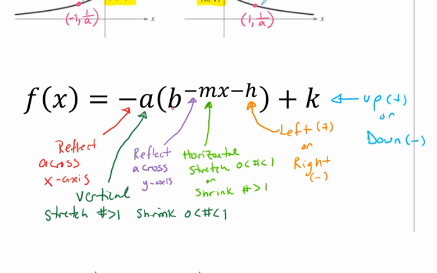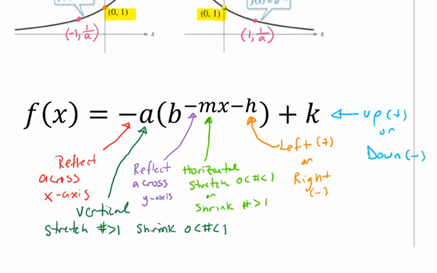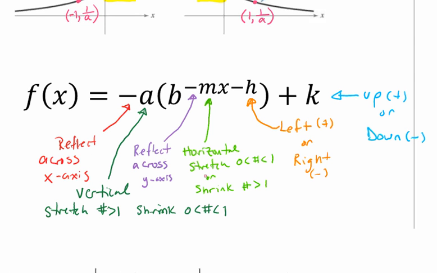Our b is our base, so that's not really going to change or be a big deal. Our negative sign in the exponent will reflect across the y-axis, which is what we saw here with our shift and our twist. The m value will represent a horizontal stretch or shrink. This one's kind of backwards, so if our number is between 0 and 1, it'll be a stretch, and if it's greater than 1, it'll be a shrink. The h will represent moving left or right: left if we see a plus sign in here, and to the right if we see a minus sign.